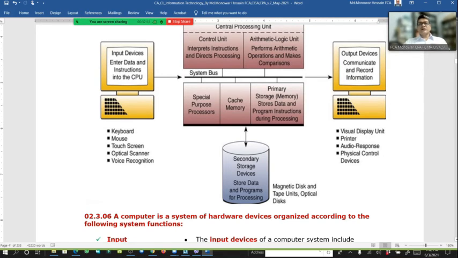Also cache memory and a special purpose processor are used within this component, and secondary storage devices, that is magnetic disc, tape, optical disc, etc. These are the secondary storage devices, and we store data and programs for processing within this secondary storage.